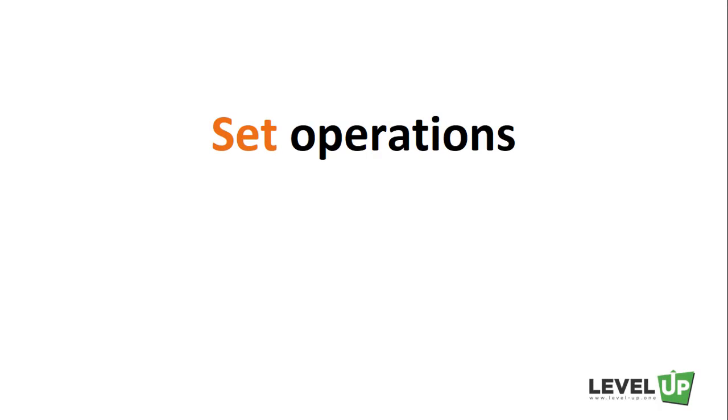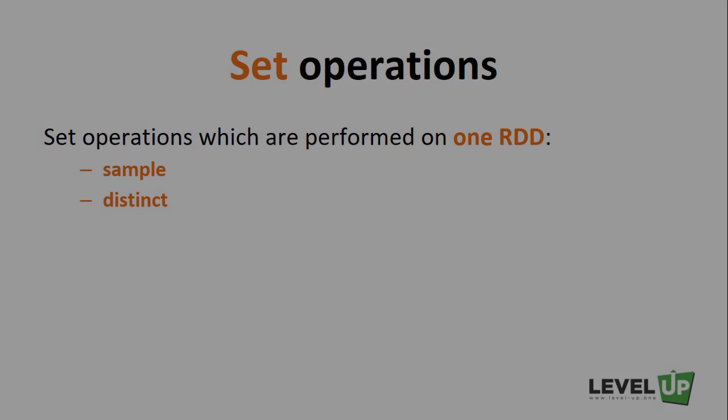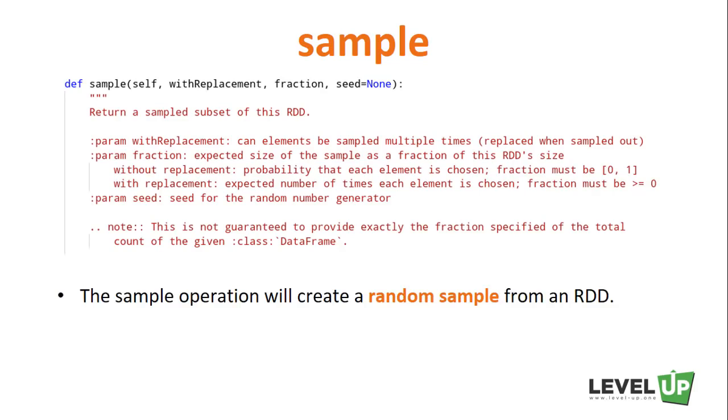About another type of Spark transformations, set operations. RDDs support many of the operations of mathematical sets. Some set operations are performed on a single RDD. The most popular ones are sample and distinct operations. The sample operation will create a random sample from an RDD.